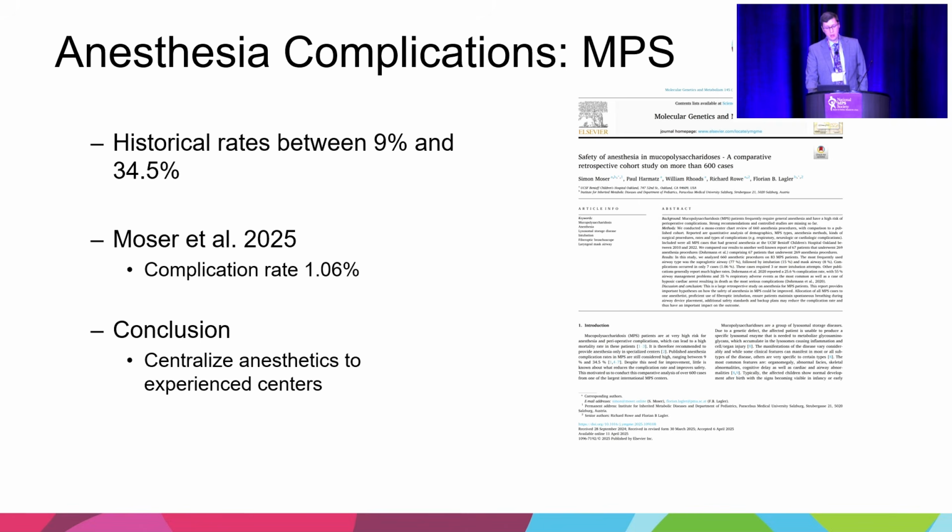When you look at the literature, historical rates range almost frustratingly between 9 and almost 35%. More recent publications, like this one from Moser et al. in 2025, which was out of UCSF Oakland, published a rate of just over 1%. And that was looking retrospectively at 600 anesthetic cases for all MPS types. One of the conclusions from that paper was that the centralization of anesthetics to their experience center likely contributed to this improvement in complication rates.